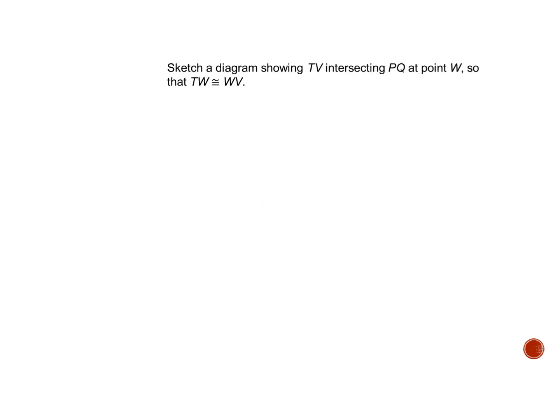Let's take a look at example 3. For example 3, we're told to sketch a diagram showing that TV intersects PQ at point W so that TW is congruent to segment WV. So the first thing I'm going to do is start out by drawing a line. And on that line, I'm going to place my 2 points, T and V. So I have point T and point V.